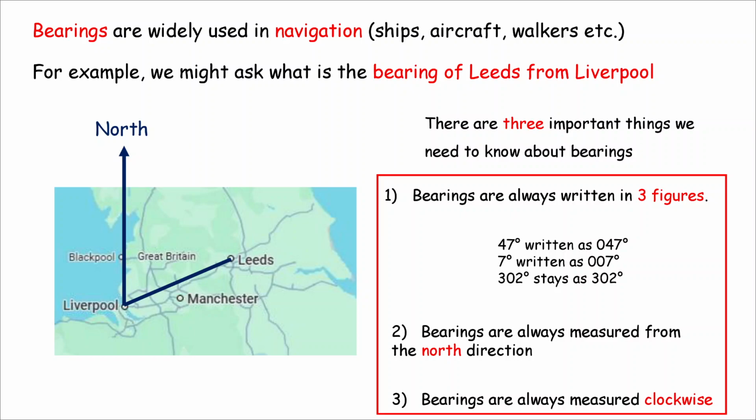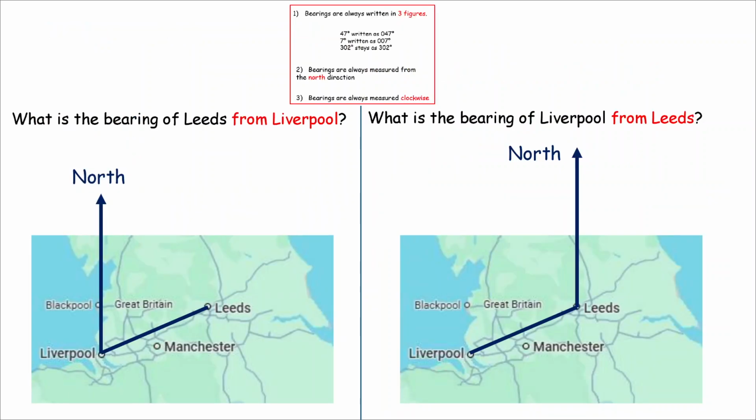That's really important. But now we're going to go into the application of measuring bearings. I've got two questions here, and then we're going to be looking at a real life application. This is really good to differentiate a few really key points. The first one is saying, what is the bearing of Leeds from Liverpool, as opposed to the second one, which is the same map, very similar, but what is the bearing of Liverpool from Leeds? So there's a slight difference there, from Liverpool and from Leeds. Now, of course, for this, let's get out our protractor.